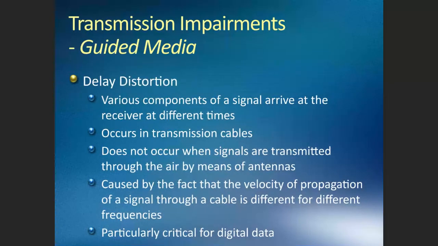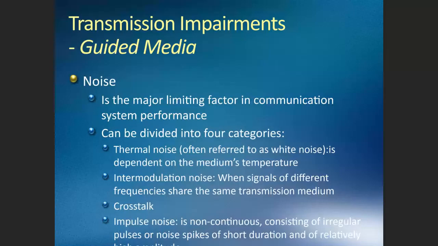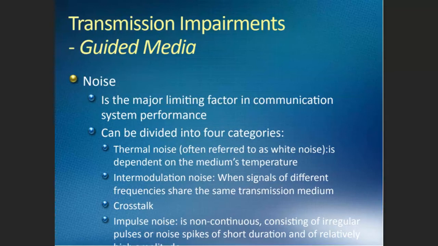We already mentioned this, so let's jump to the second one. Noise. Noise is the major limiting factor in communication system performance. We have 4 categories, and I think you know them all. Thermal. High temperature is also an enemy for telecom. We're talking about very high temperatures.